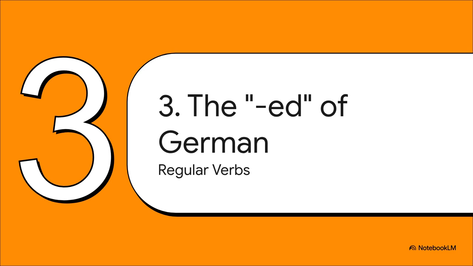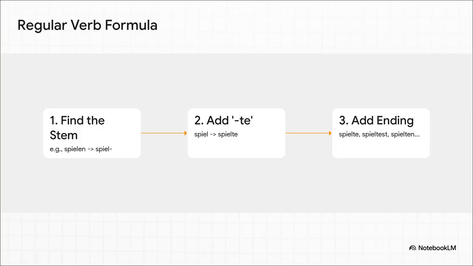Now, let's switch gears and look at the verbs you'll find when you're reading, in stories and articles. We'll start with the easy ones, the super predictable ones, the regular verbs. Believe it or not, forming the past tense for most German verbs is like following a simple three-step recipe.